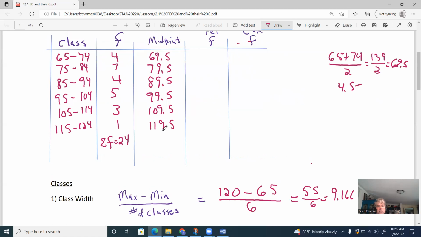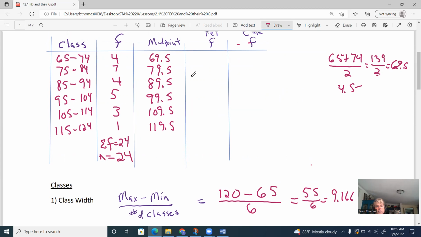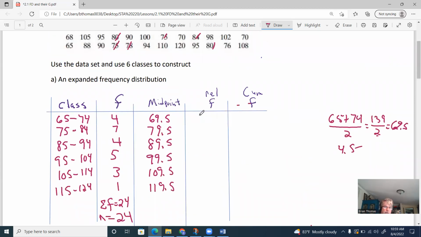So if I look at my table, this actually represents the n. So n is going to be the sample size, which is this 24 here. If we divide f by n, that's going to give me what we call our relative frequency. So if we have 4 divided by 24, we end up with this decimal.